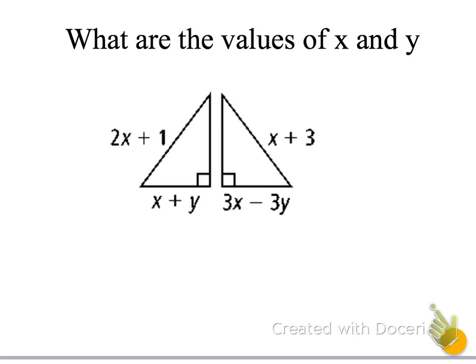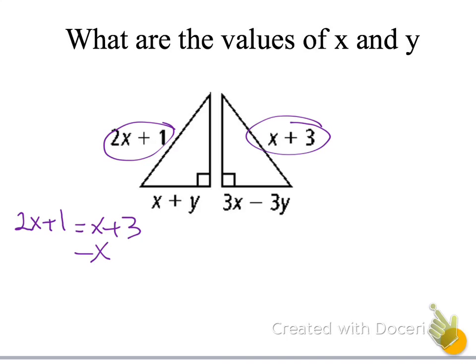Okay, what are the values of x and y? Okay, so we see these two sides are congruent. If they're congruent, it means they're the same, which means we can set them equal to each other. So I have 2x plus 1 equals x plus 3. Let's go ahead and solve. So I have x equals 2, but I still need to find y.